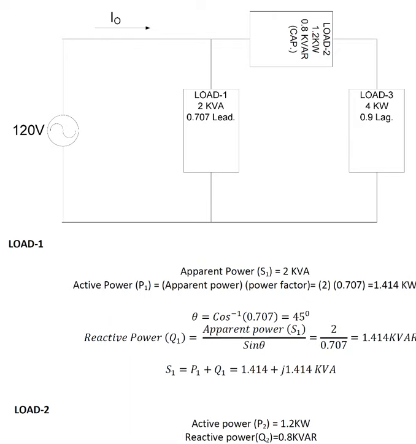Here is an example. He's asking to find the total active power, reactive power, and apparent power supplied by the source, as well as the source current. Here, load 2 and 3 are connected in series. Load 2 is consuming around 1.2 kilowatt. Load 3 is consuming around 4 kilowatt.